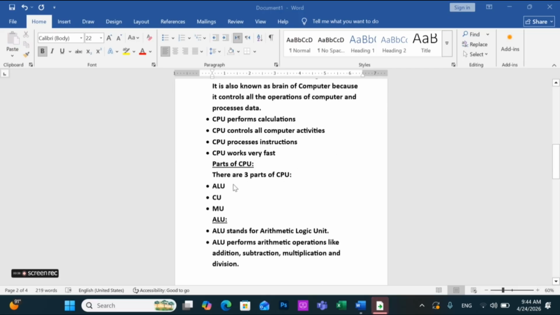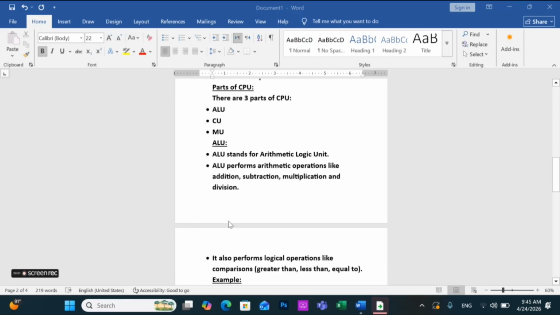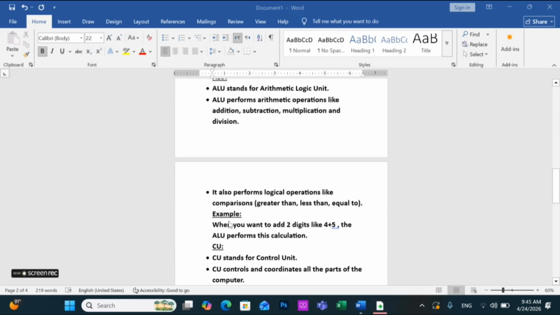After that you have to write the different parts of the CPU. There are 3 parts of the CPU: ALU, CU, and MU. Now you have to explain all the parts of the CPU. You have to write the full forms, then the function of the ALU, CU, and MU, and the last thing you have to write is the example.